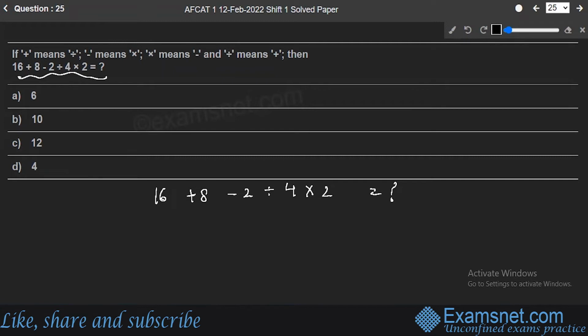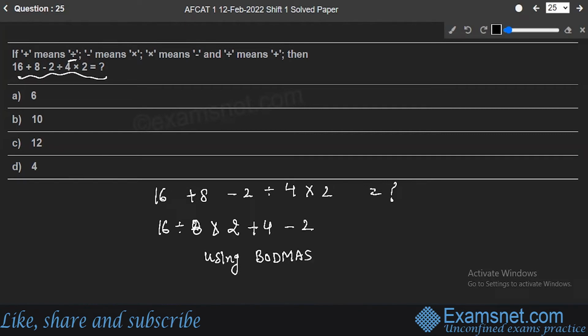It says plus is changed to division. So let's change. It will be 16 divided by 8, right? And then this minus is interchanged to multiply. This will be multiplied 2. Divide is being changed to plus, so plus 4, and multiply is changed to minus, so minus 2. Now again, we'll be using the same thing. I'll be using BODMAS.